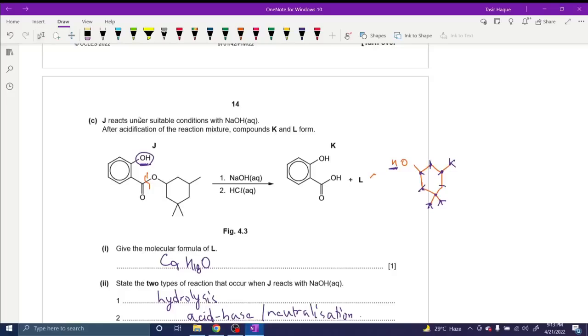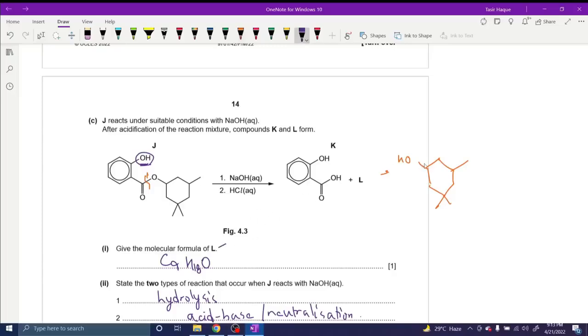So what about compound L, guys? After hydrolysis, we know that on the right hand side, we're going to end up with an alcohol, right? So if I draw compound L, it's going to be like this. This is the compound L. OH. This is compound L.